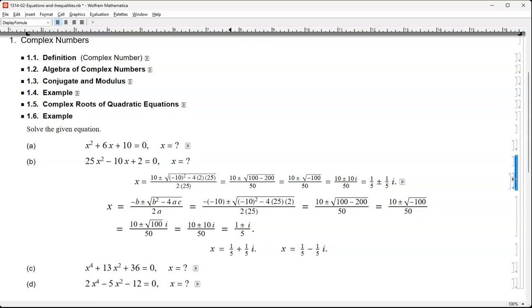What do I have here in this answer key? Oh, exactly the same. Exactly the same, except the fonts are a little bit smaller, maybe a little bit harder to read.